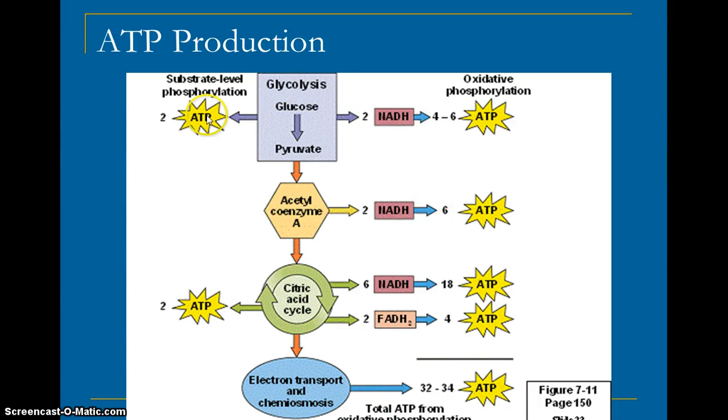So here's a different way of looking at it. We have 2 ATP that are produced from glycolysis. Glucose makes pyruvate, which then, with coenzyme A, goes into the citric acid cycle, which is also known as the Krebs cycle. 2 ATPs are produced here, and then it goes to the electron transport chain where 32 to 34 ATP are produced.